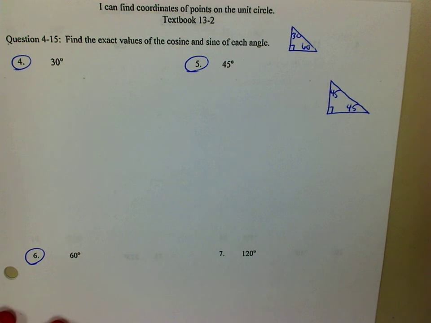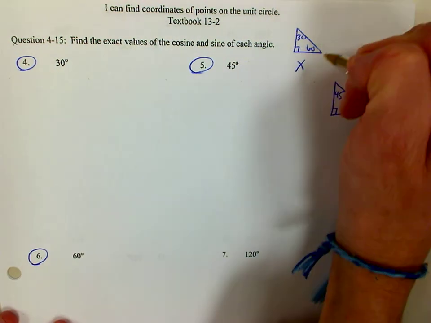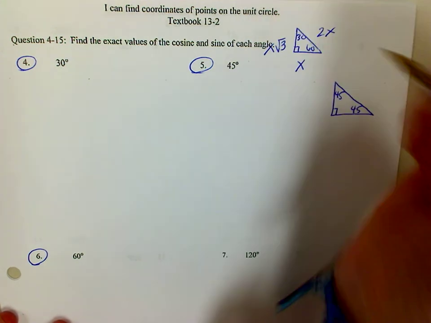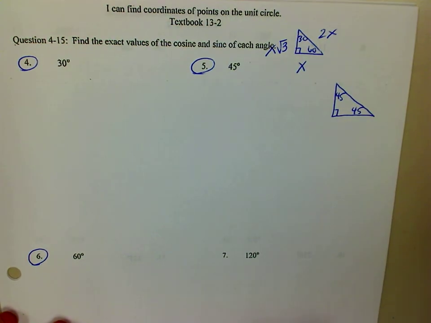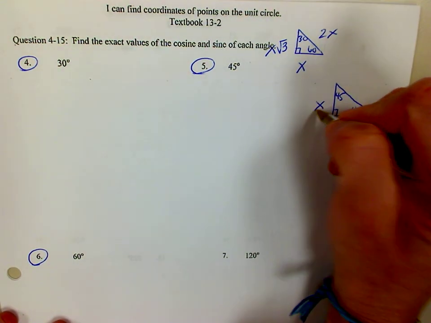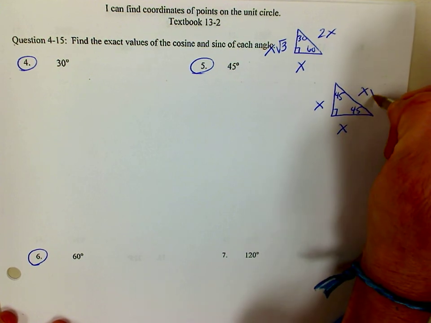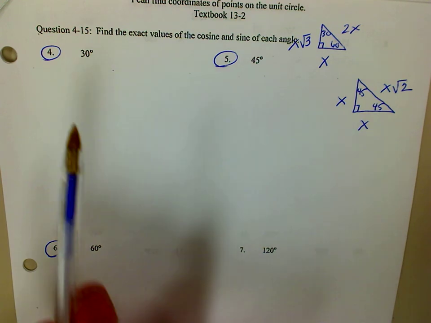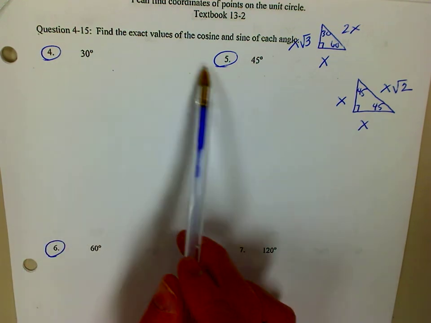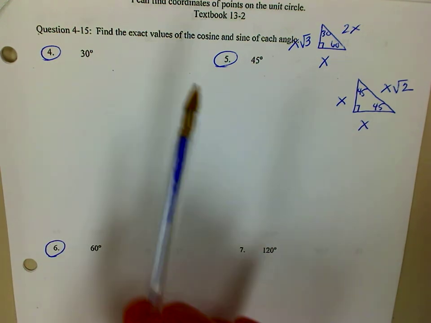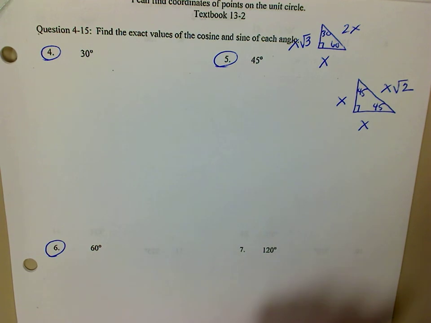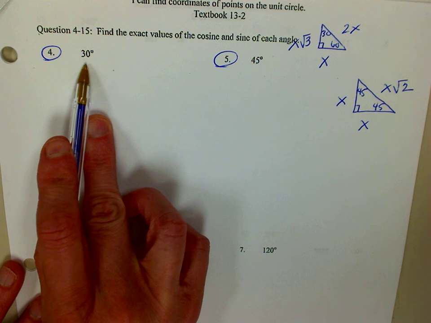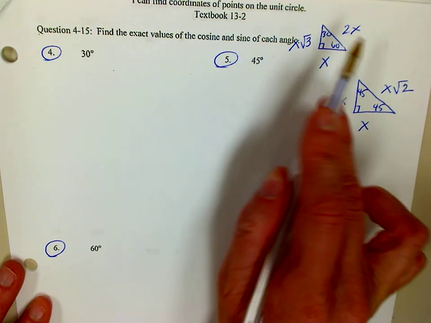Okay, so for the 30, 60, 90, this was x, this was 2x, and this was x root 3. On the 45, 45, 90, these were x, and this was x root 2. Now what I'm going to do for these three, I'm not going to do for the others, because once I get these three, I can easily get the rest. Okay. So since I have 30 degrees, I'm going to use this triangle right here.